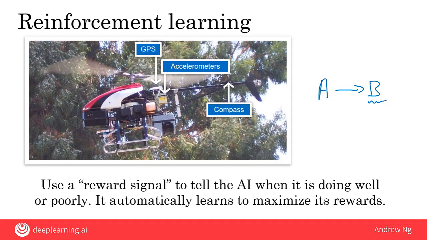More formally, a reinforcement learning algorithm uses a reward signal to tell the AI when it's doing well or poorly. This means that whenever it's doing well, you give it a large positive number, a large positive reward. And whenever it's doing a really bad job, you send it a negative number, a negative reward. And it's the AI's job to then automatically learn to behave so as to maximize the rewards. So good dog corresponds to giving you a positive number, and bad dog or bad helicopter corresponds to you giving it a negative number, and then the AI will learn to get more of the behaviors that result in large positive rewards.